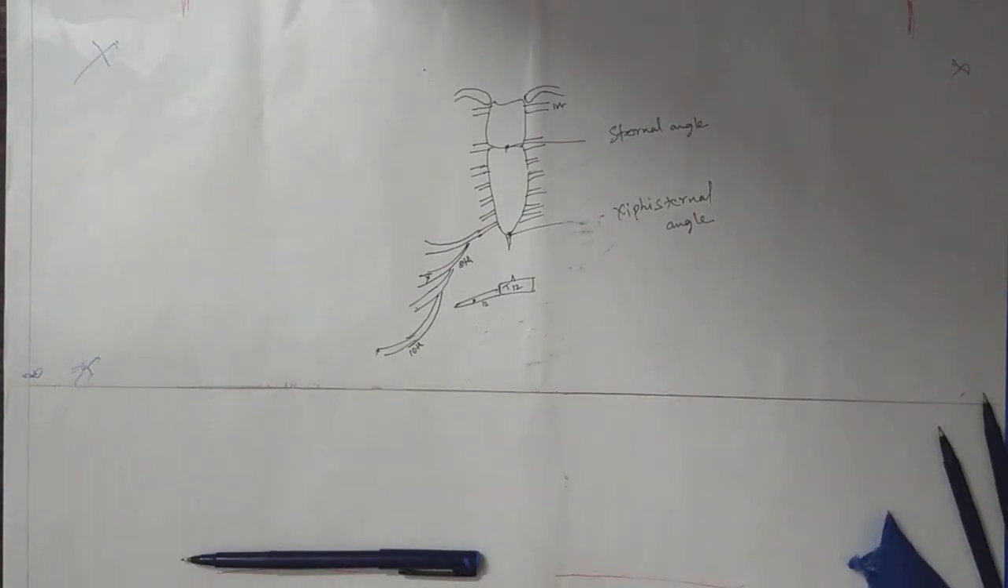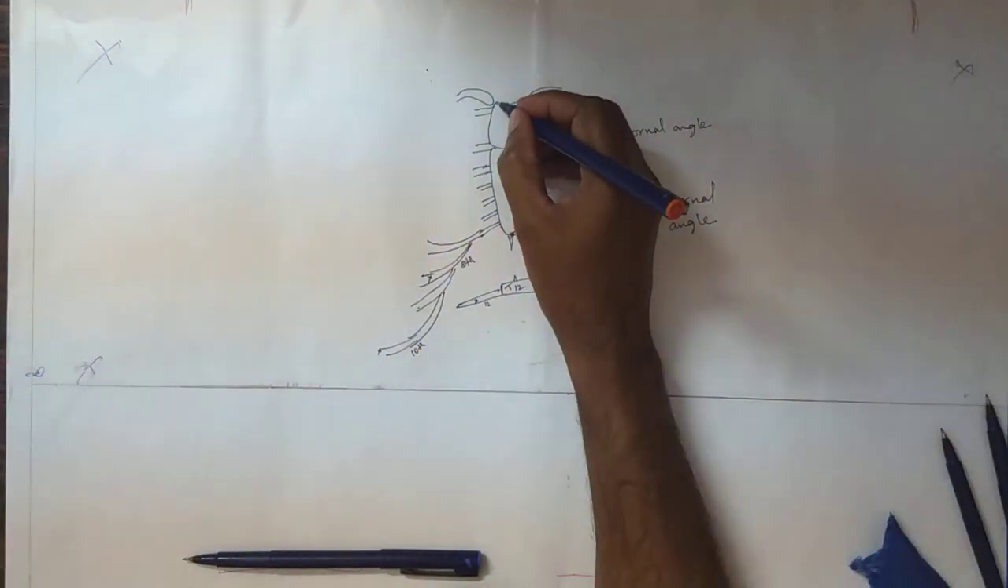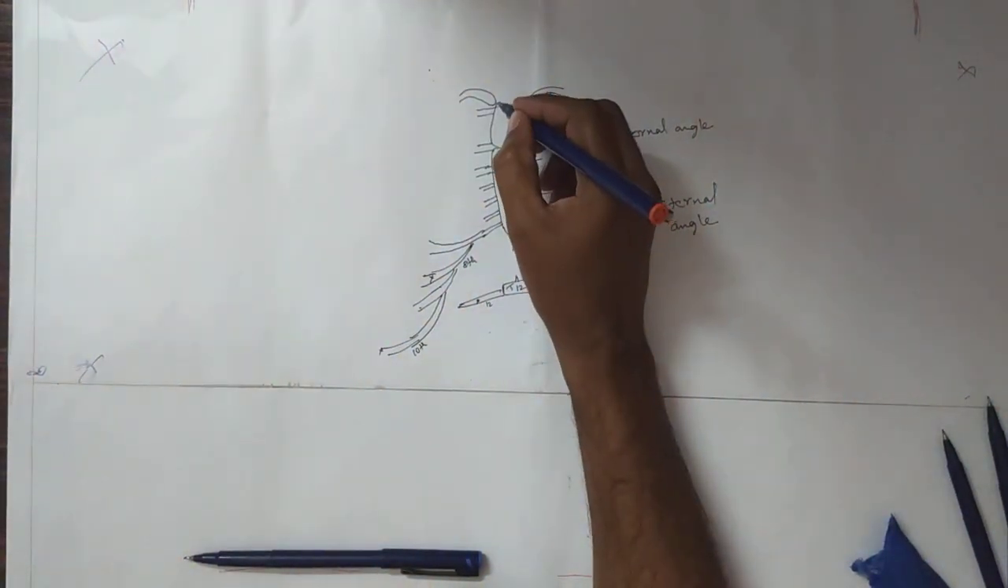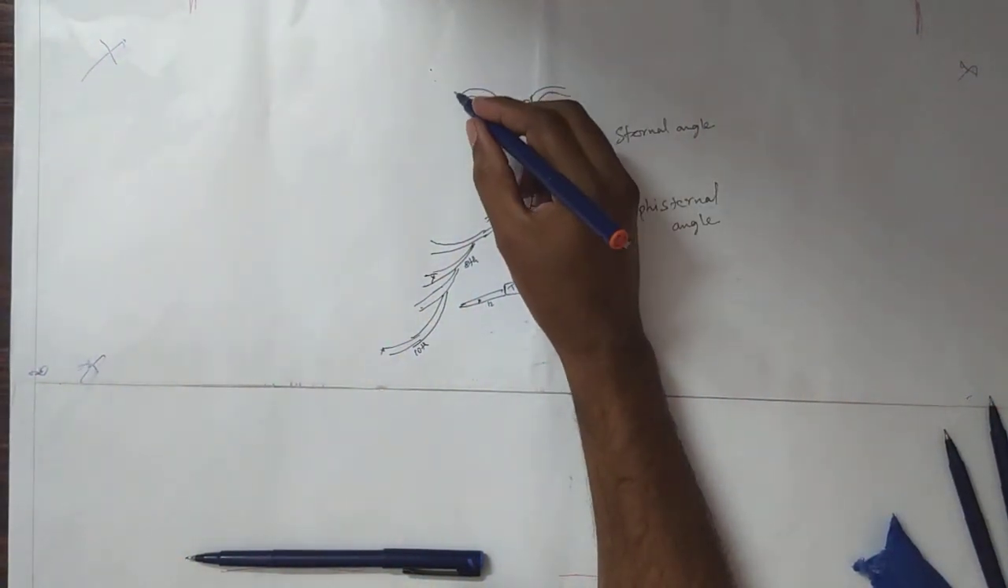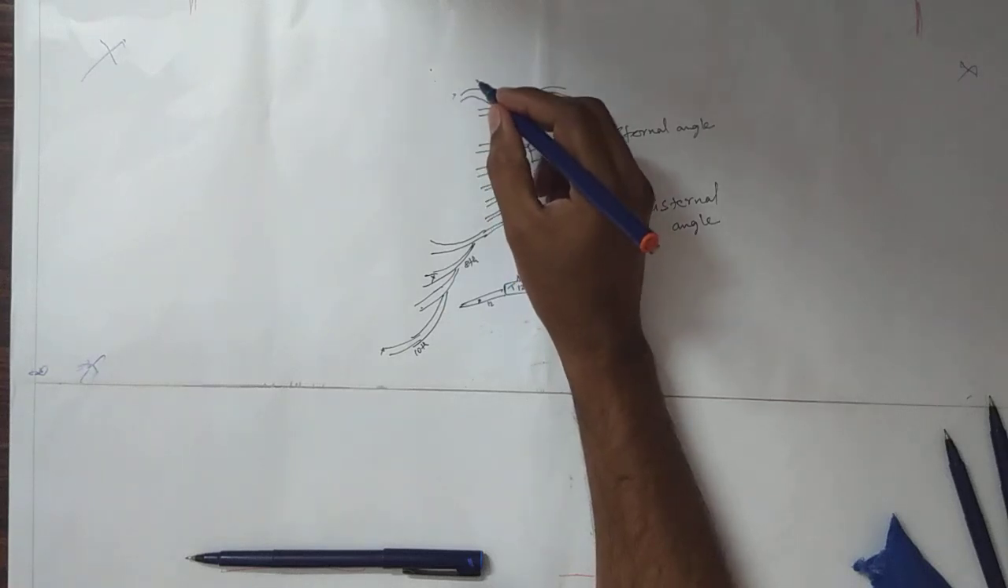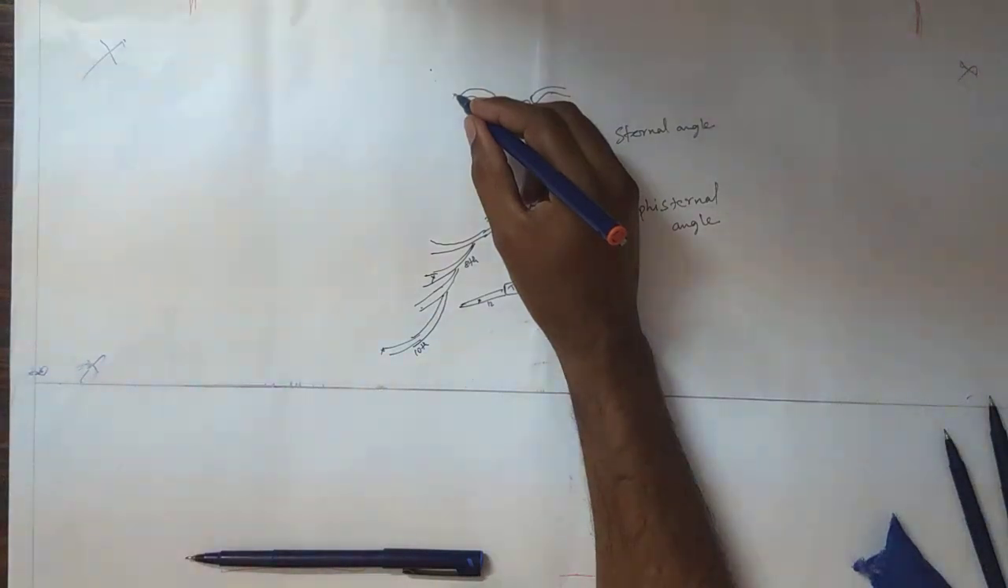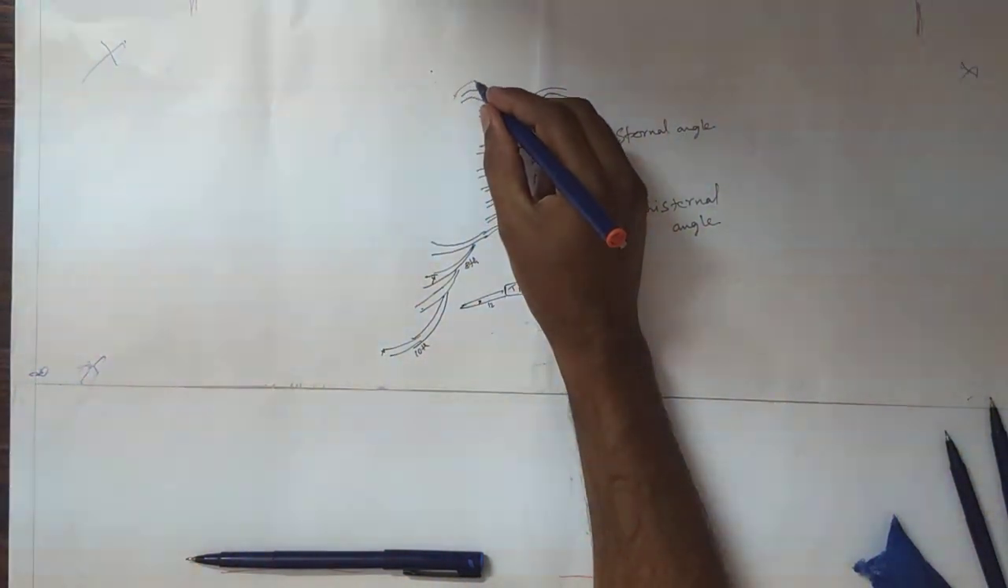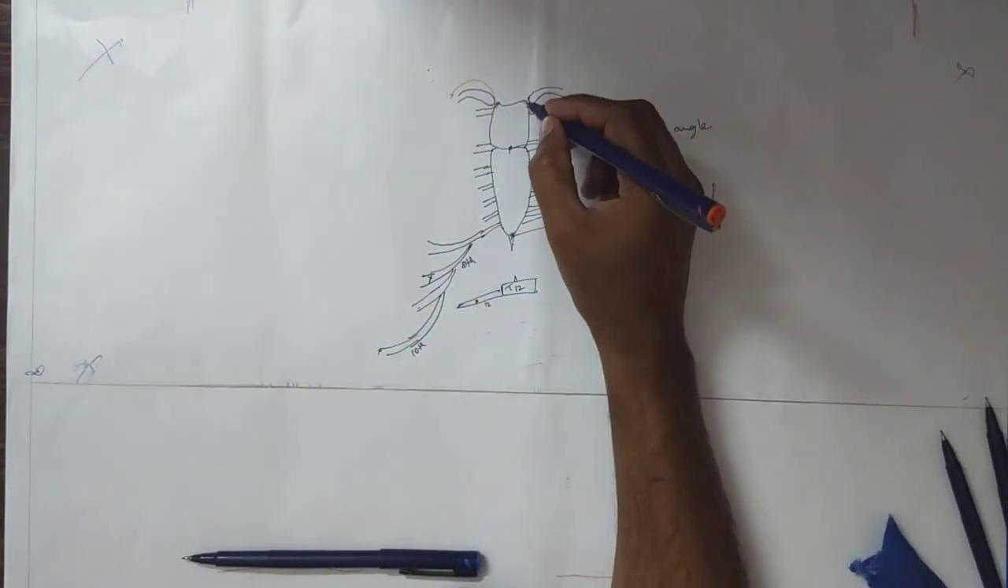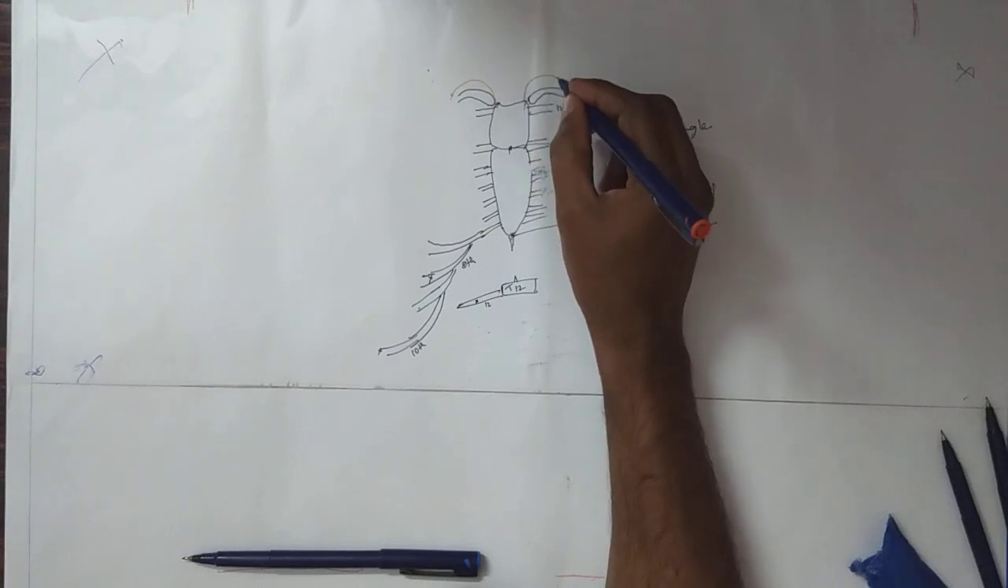So we have seen the cervical pleura, which is starting from the sternoclavicular joint and a point between the medial 1/3 and middle 1/3 of the clavicle. So this is our cervical pleura.